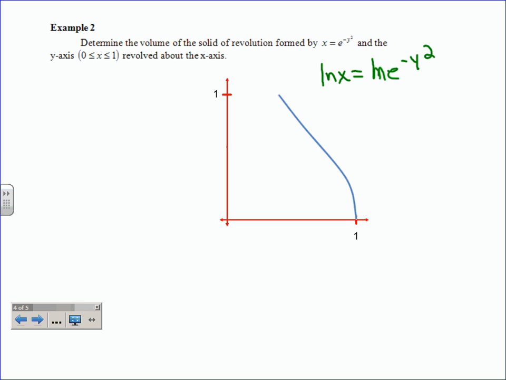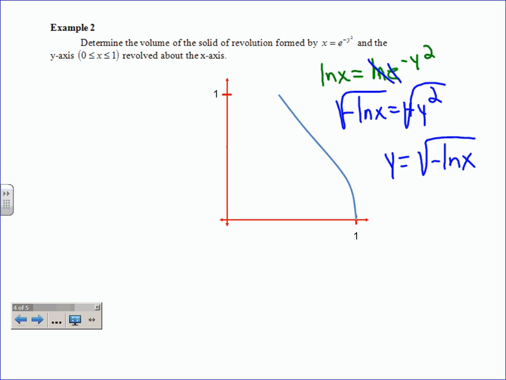And what happens on the right side then? Natural log and e cancel each other. So we basically get the natural log of x equals negative y squared. So probably divide by the negative 1 that's sitting out front, and take the square root. So y equals the square root of negative natural log of x.